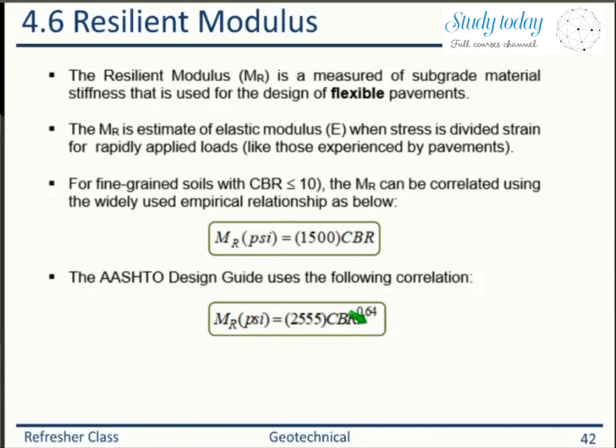This equation has been derived based upon the actual field data. They had field data of resilient modulus plotted against the CBR value, and they performed linear regression and came up with these equations, right? So these are your empirical equations. It does not depend upon any theory. It's not dictated by theory, right? Neither elastic theory or plastic theory or limit state theory. It is given based upon the actual values. That's why it's called empirical equations.